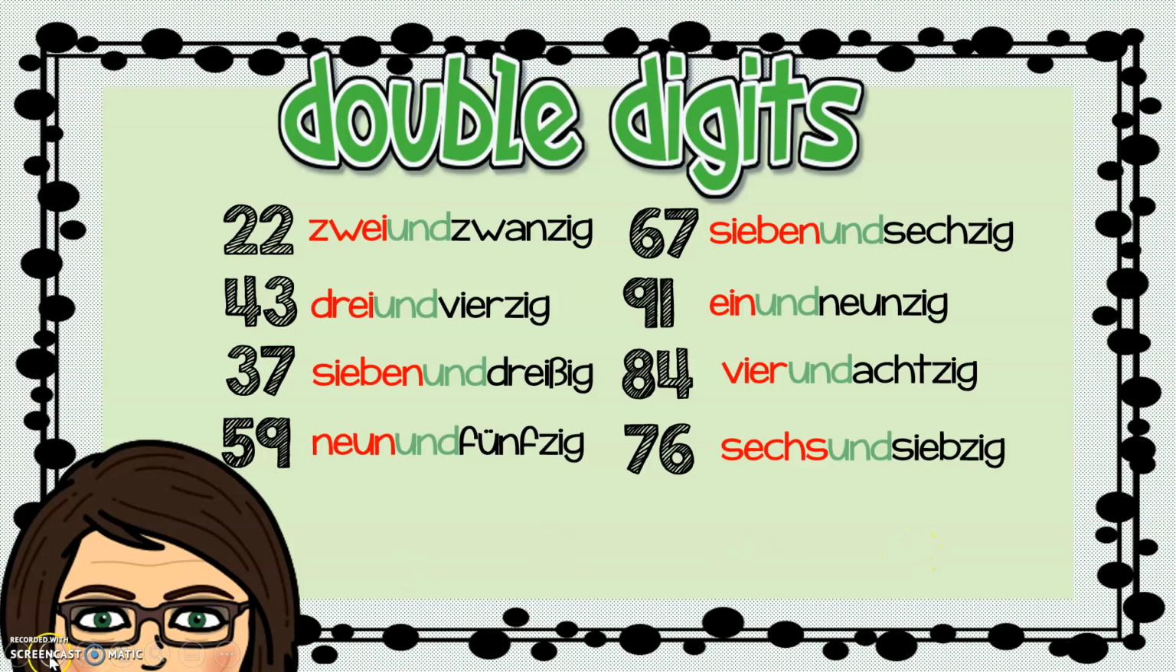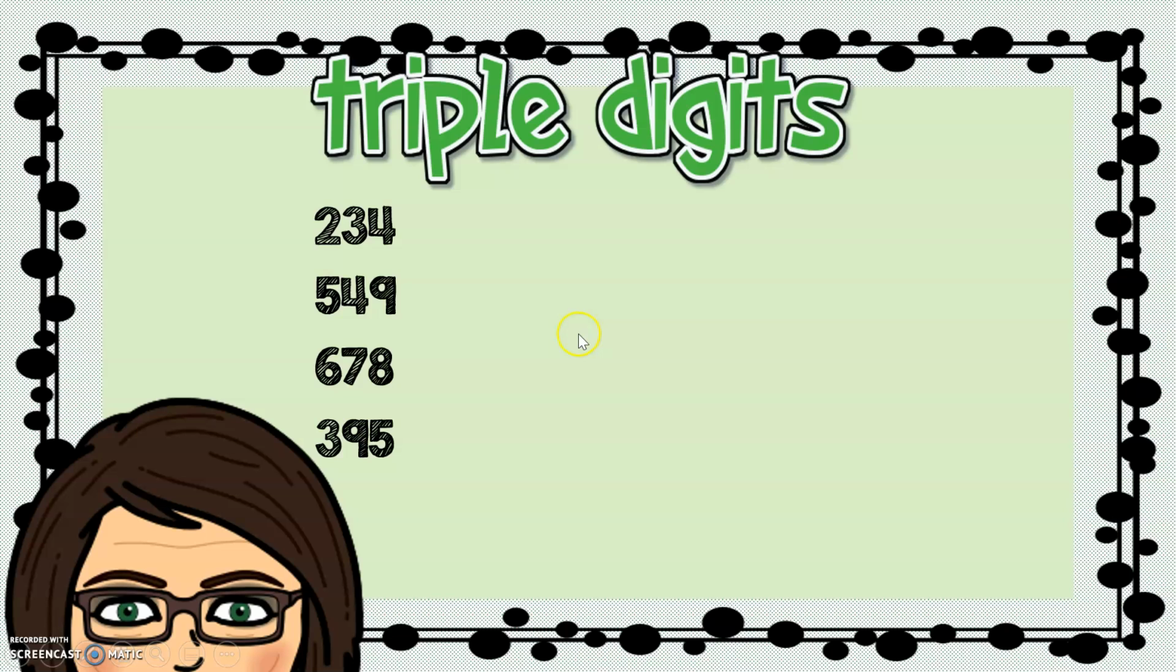Now let's talk about triple digits. Remember, only the double-digit numbers 21 through 99 are backwards. So you're going to start just like we do, 200, 4 and 30. 200, 4 and 30. When you hear that zig, that means it's your big decade number. 200, 4 und 30.